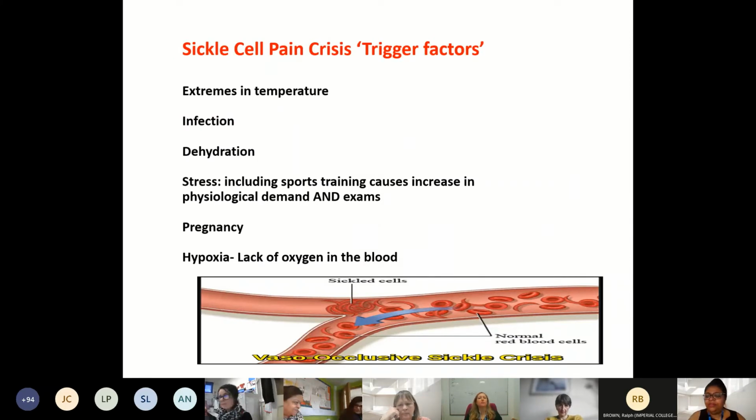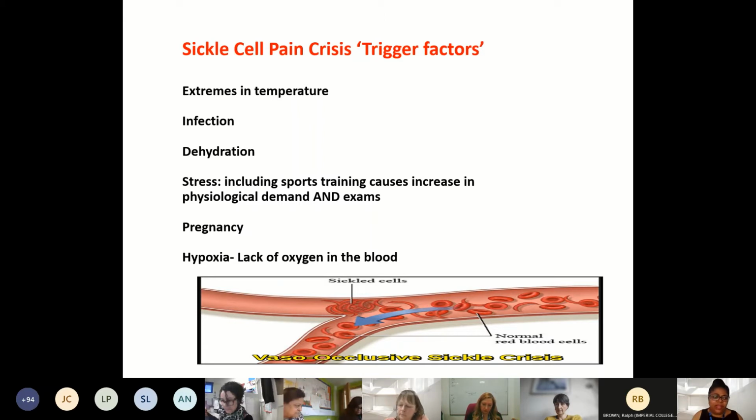Okay, so we talk about sickle cell pain crisis trigger factors. These are the things that bring on the sickle cell crisis pain, and things as simple as extremes of temperature. Someone in freezing conditions, either too hot or too cold, can trigger the sickle cell vaso-occlusive crisis that we can see down there in the picture. Something as simple as extremes of temperature, extremes of weather. So it's really important that people with sickle cell dress accordingly.